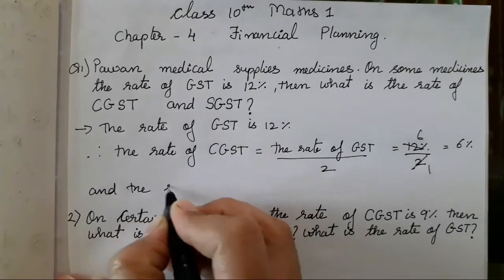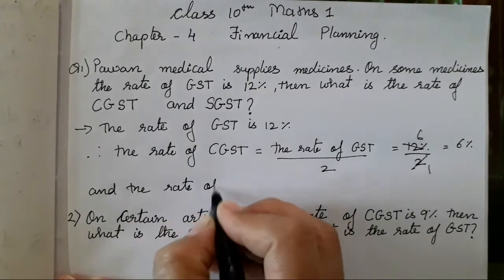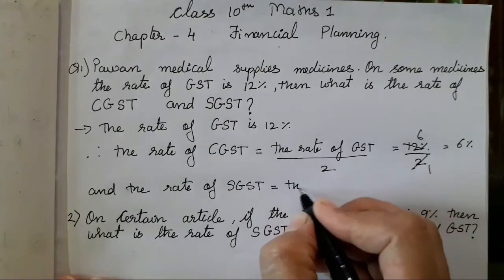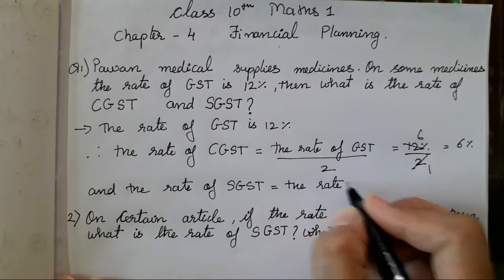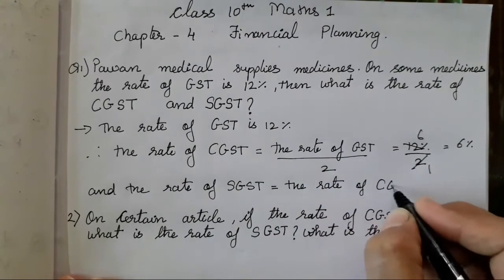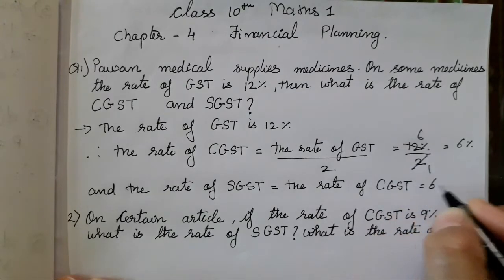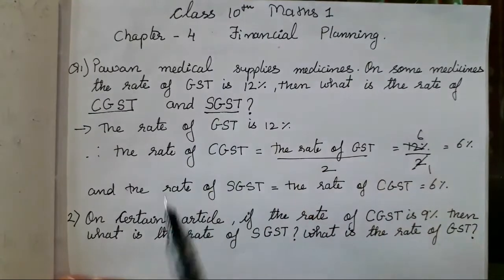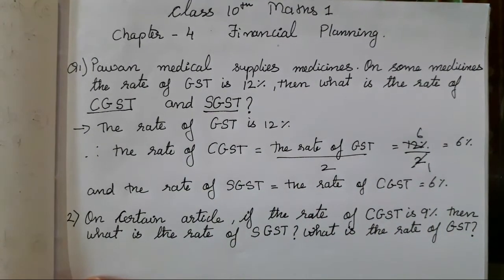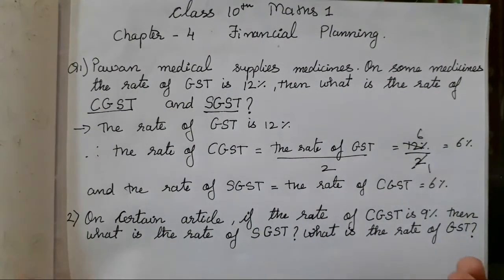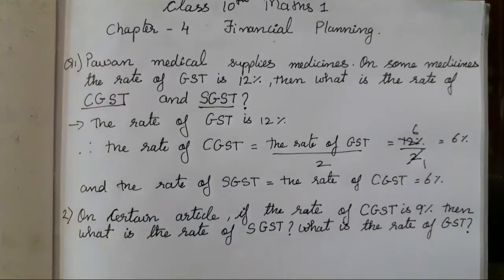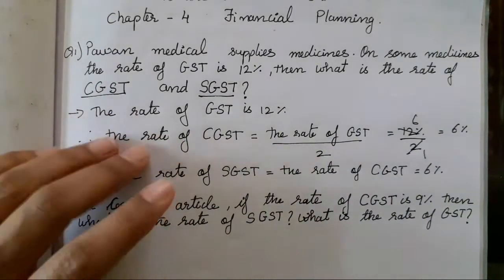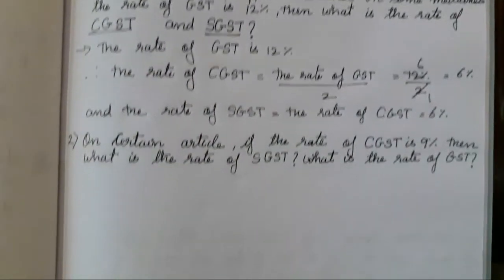And the rate of SGST is equal to the rate of CGST, that is 6%. That means CGST and SGST, both percentages are the same. Once you get CGST, SGST is the same. This type of question was there last year also, so I am not explaining much about this section.